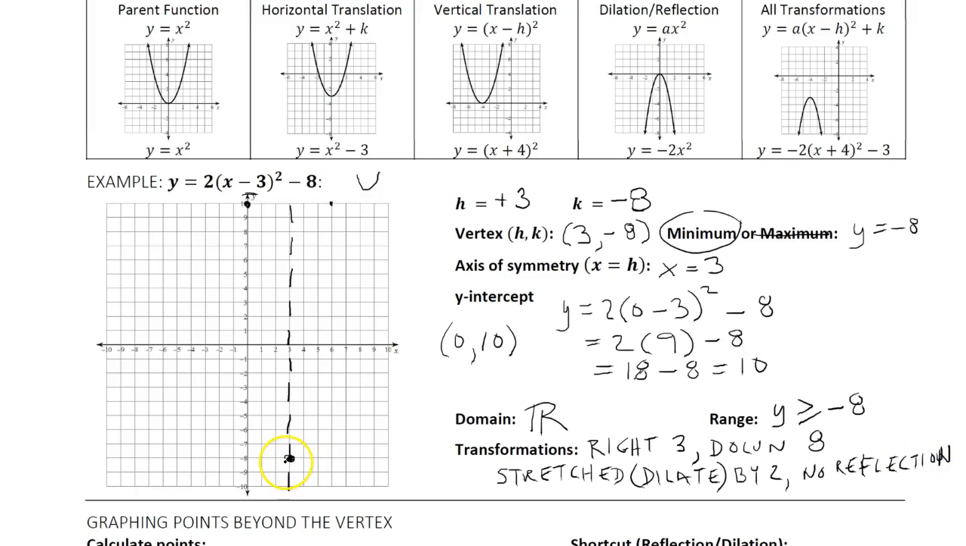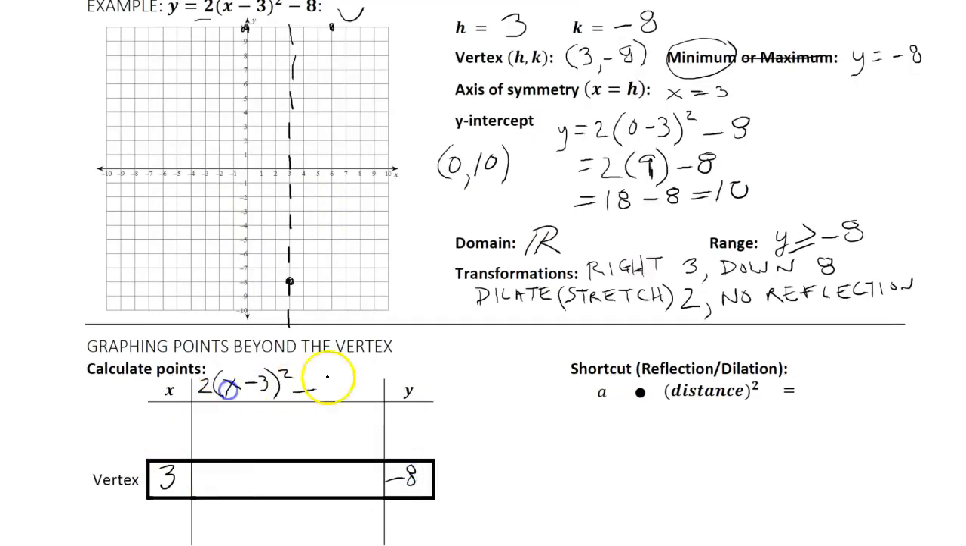Now we can use our pattern to find the rest of the points. 2 times 1 is 2, so over 1 and up 2. 2 times 4 is 8, so over 2 and up 8. 2 times 9 is 18, so over 3 and up 18, which are points we already have. Draw a smooth curve. We can always confirm this pattern by doing a table as well.